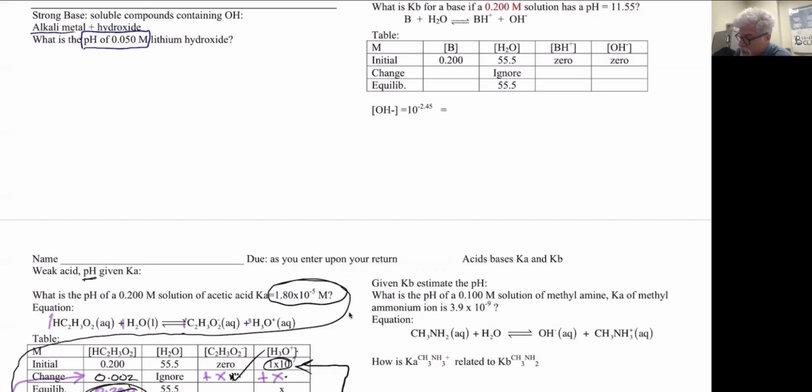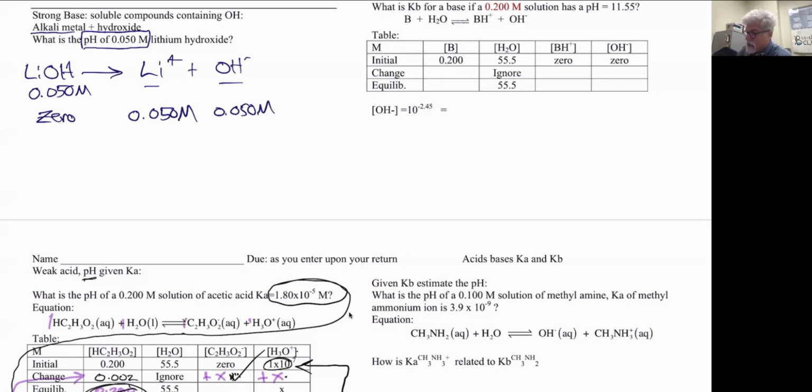Alkali metals include lithium, sodium, potassium, cesium, rubidium, francium. And they all create soluble hydroxide compounds. And so these are the strong bases. Lithium hydroxide is the one that we're going to deal with here first. And it dissociates completely into lithium ion and hydroxide ion. Written on the bottle would be 0.05 molar. What we really mean is that we have 0.05 molar lithium ion, 0.05 molar hydroxide ion.